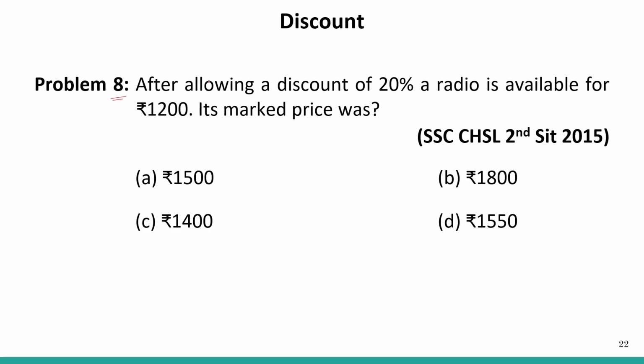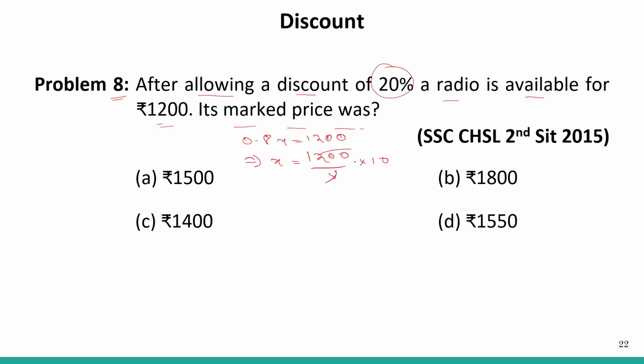So let's see problem number 8. So after allowing a discount of 20%, a radio is actually available for 1200. Then what was its marked price? So 0.8x is equal to 1200 is given to us. This implies that x is equal to what? x is equal to 1200 by 8 into 10.